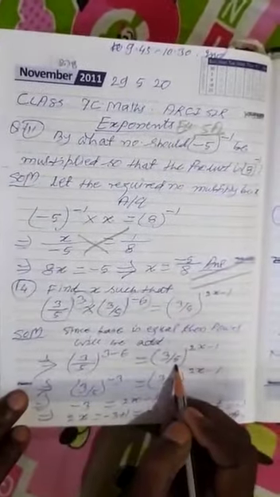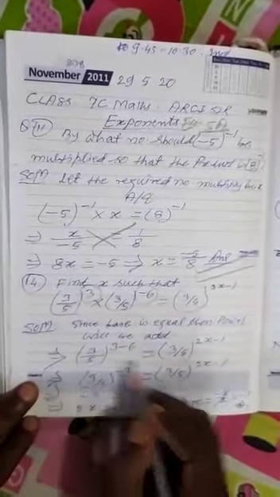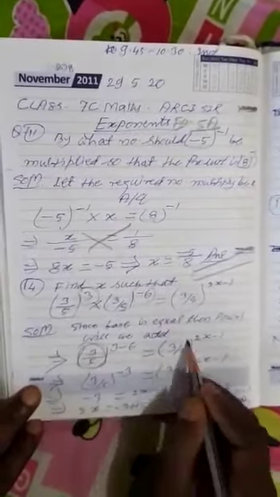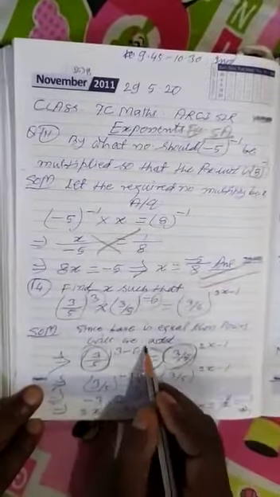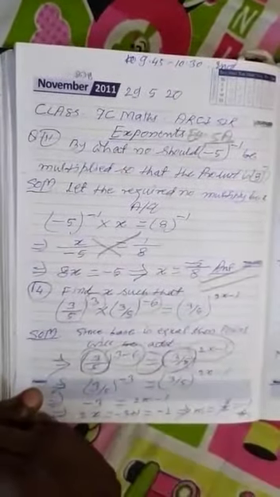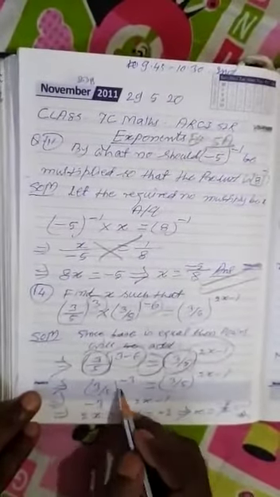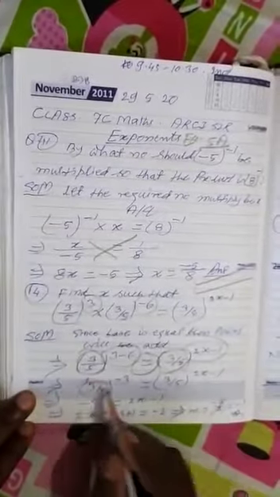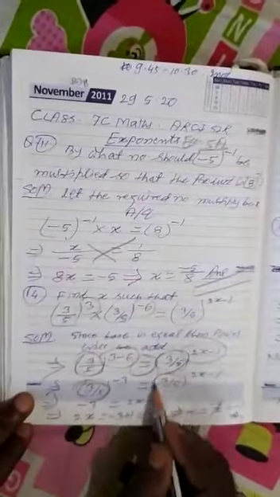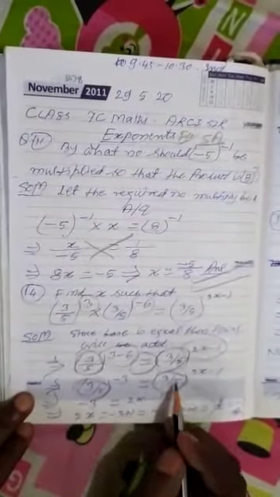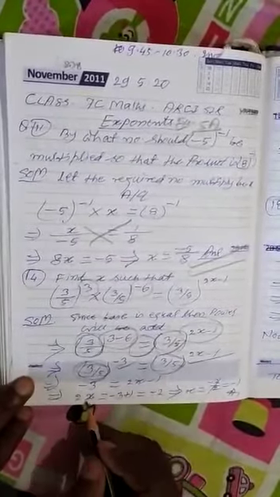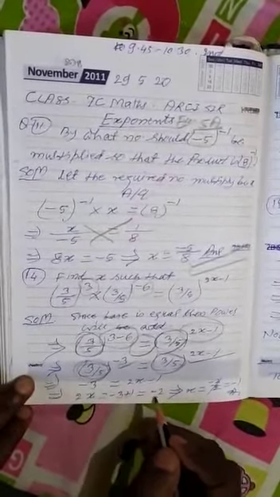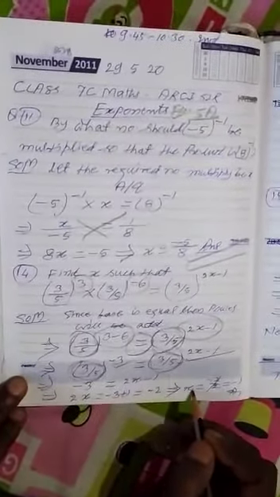In equal case, base are equal, 3 by 5 and 3 by 5. In equal case, base are equal, then power are equal. Therefore minus 3 is equal to 2x minus 1. Therefore 2x is equal to minus 3 plus 1 equal to minus 2. Therefore implied that x is equal to minus 2 by 2 equal to minus 1.